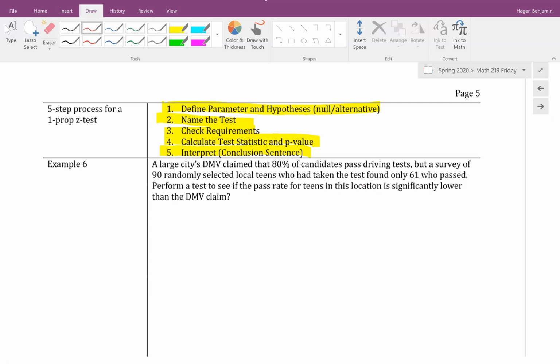The DMV claims that 80% of their candidates pass. But when we took a survey of 90 people, we found that only 61 of those teens had passed. So what's that percentage? That's our sample proportion. 61 out of 90, let's see what that is. 61 divided by 90 is 0.677, or let me just round it to 0.678.